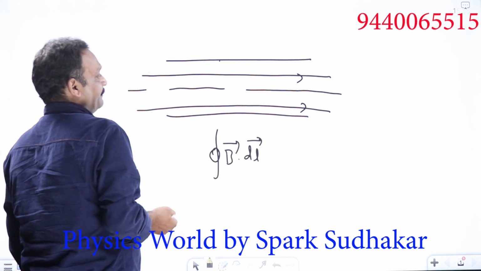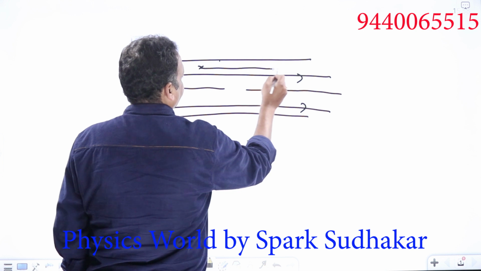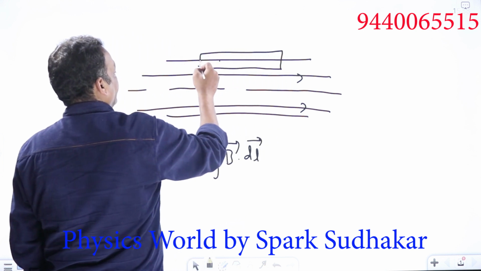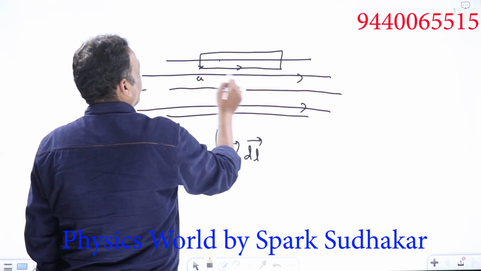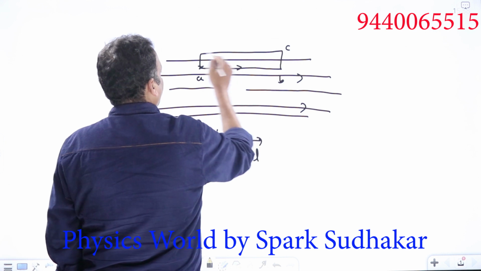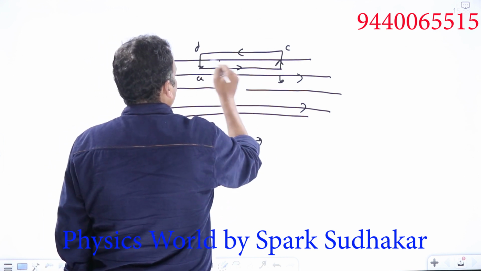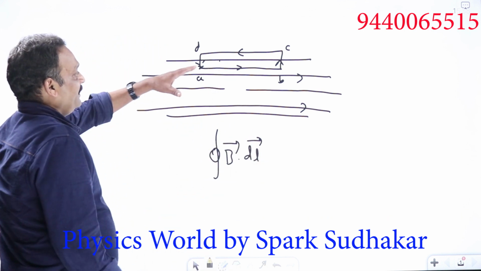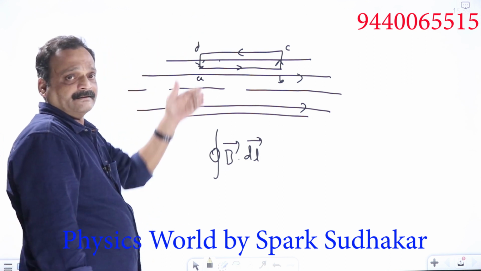The suitable Amperean path for this is a rectangular Amperean path. From here to here I'll go like this, just outside the solenoid, and come back. This is my closed path. I'll call this A, B, C and D. The path is like this. This is my closed Amperean path. B is present only inside the solenoid. Outside the solenoid, B is equal to 0, for an ideal solenoid.